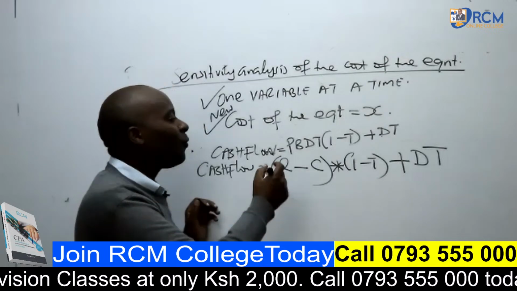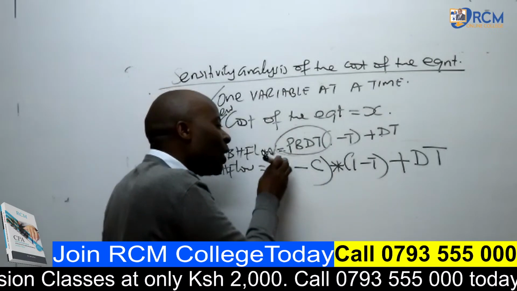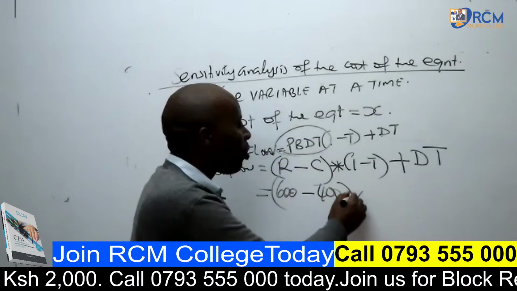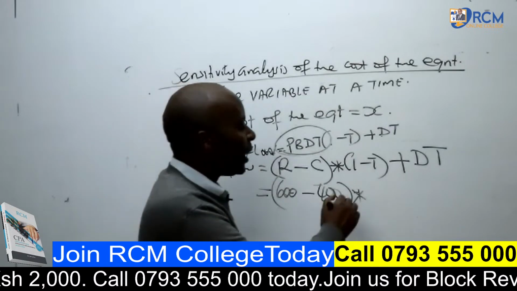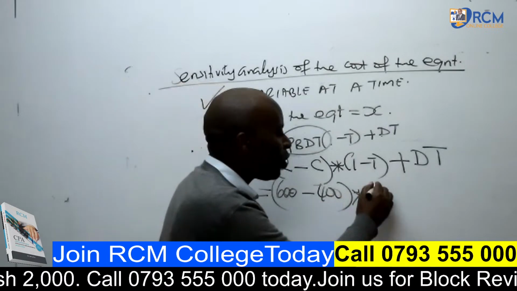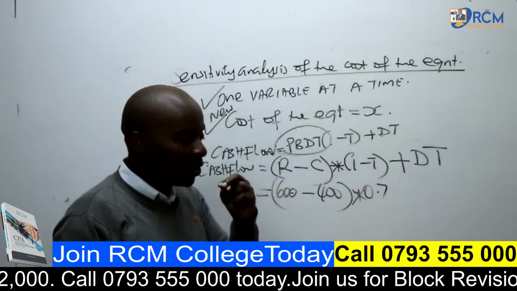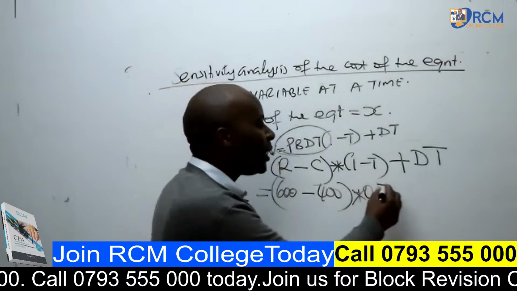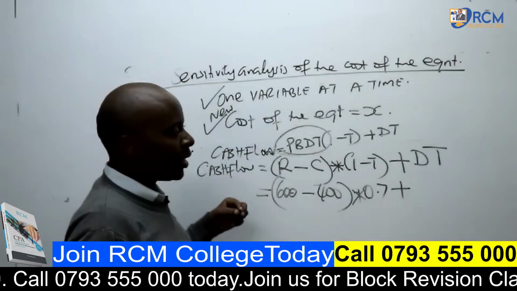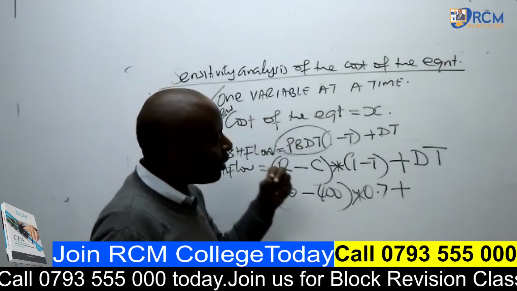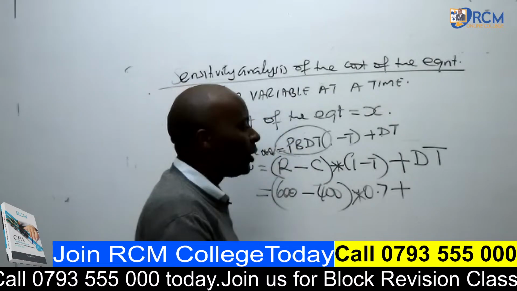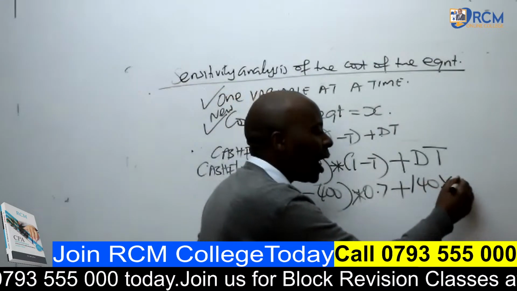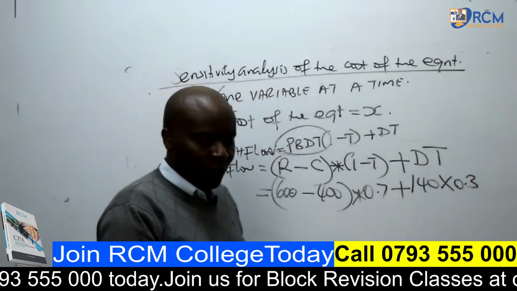And to get this profit before depreciation and tax, what are we doing? We are taking revenue minus cost. 1 minus taxation, 1 minus 0.3 gives me 0.7. Plus the depreciation figure that we computed ourselves. The depreciation figure, if my memory serves me well, was 140, times the rate of tax, which is 0.3.